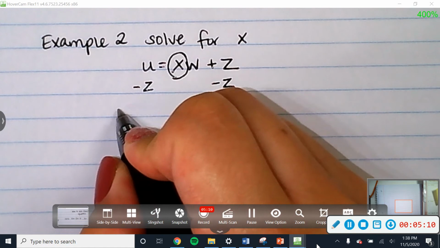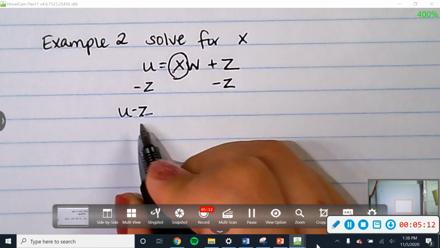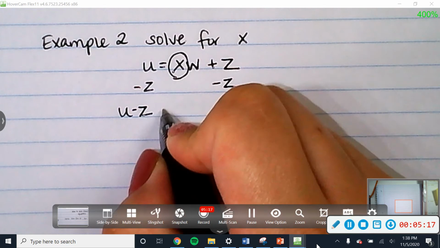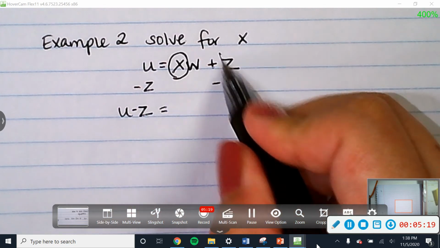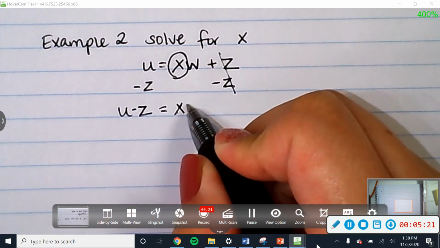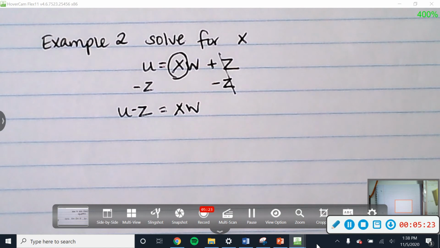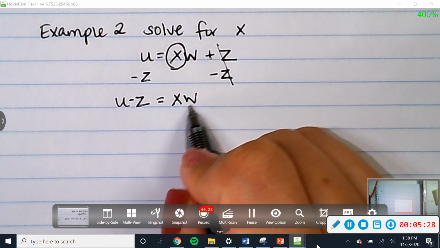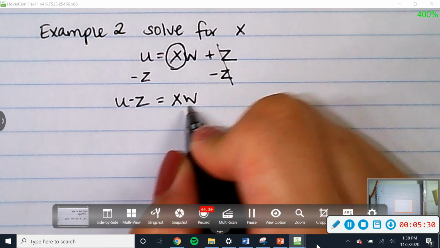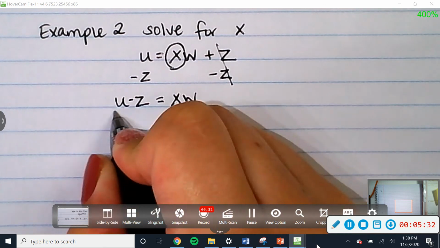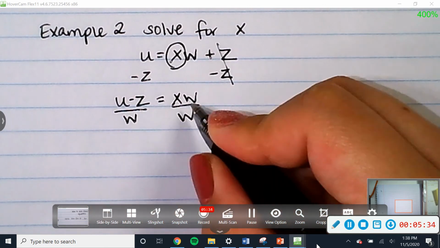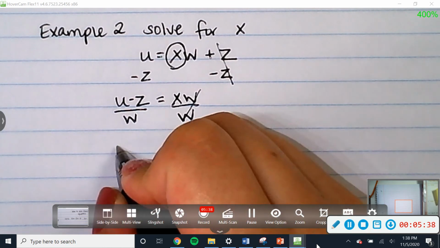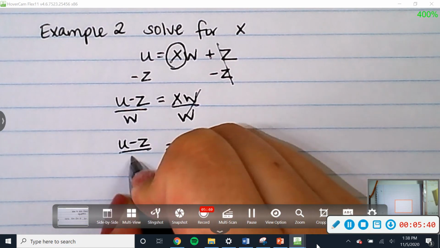Again, I want to rewrite the equation, so I'm going to write u minus z because we can't combine these. They're different letters, so we have to write it out fully. And after this cancels out, I'm just left with xw. So the same thing happens here where when I'm solving for x, I need to get rid of this w. So anything that is being multiplied, I will use the opposite operation and divide on both sides to get rid of it. And I will just be left with x equals u minus z over w.